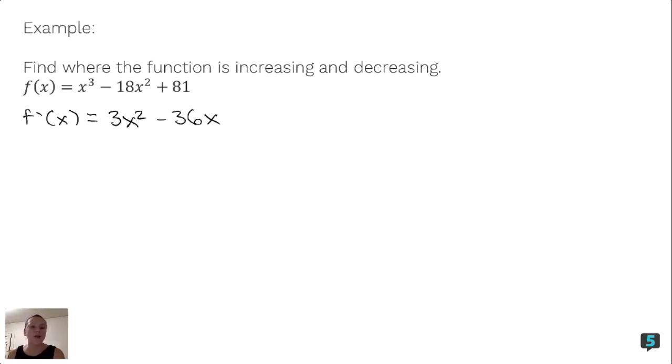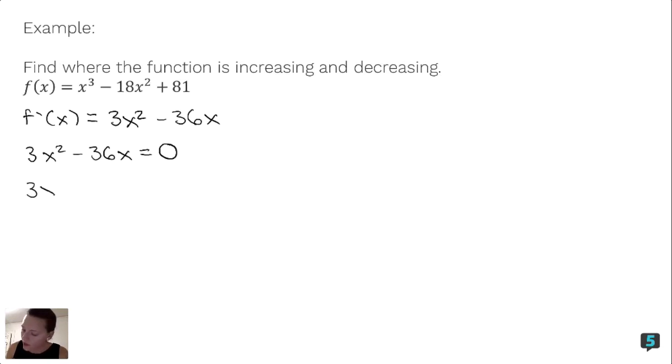What do I need to do now with my derivative in order to find my critical numbers? Perfect. Set it equal to 0. So I am setting 3x squared minus 36x equal to 0. Is there anywhere that f prime of x does not exist? You got it. It exists everywhere. It's a polynomial.